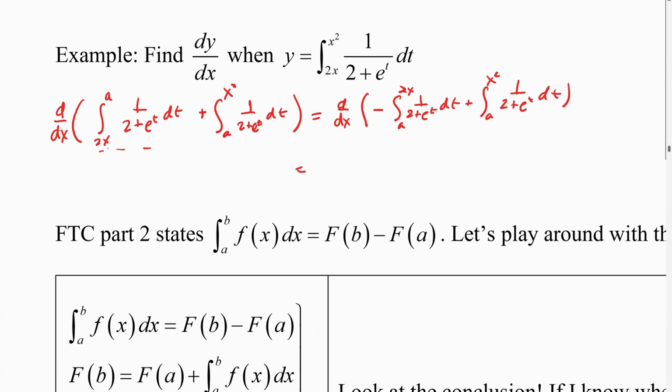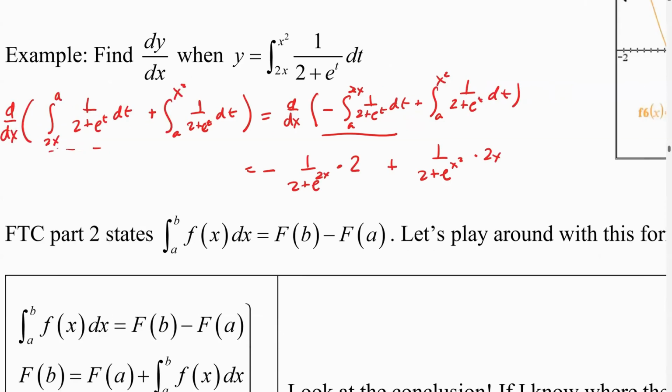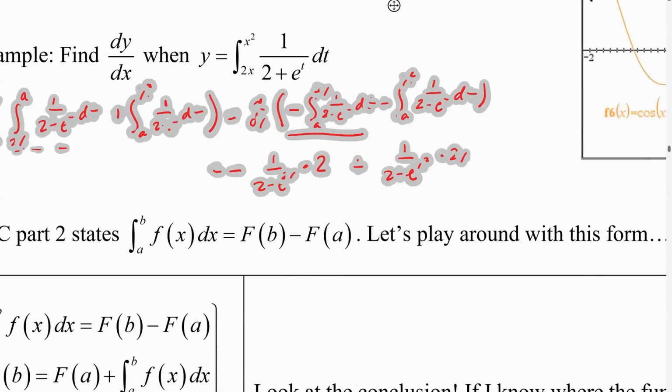All right, so what's the derivative of this? It's negative. Every place we see t, we'll replace it with 2x. Don't forget, we're going to multiply that by the derivative of 2x, which is 2, plus 1 over 2 plus e to the x squared, and then follow that with the derivative of x squared, which is 2x. So there's our answer.